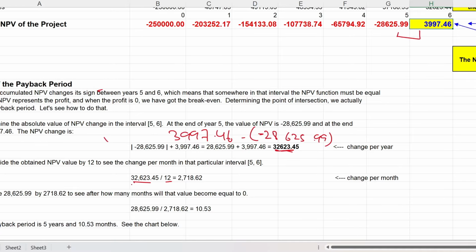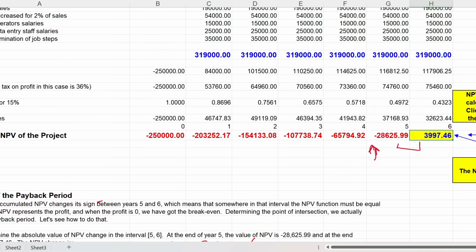As you can see here, this is where it got from. Take it here, and we divide it by the change per month, and we'll get 10.53. So this means that the payback period is 5 years and 10.53 months. This is all the information we have for the example. Even for the discount factor, there has been some calculations done here, which you can see for each year. Everything is all from the Excel sheet.